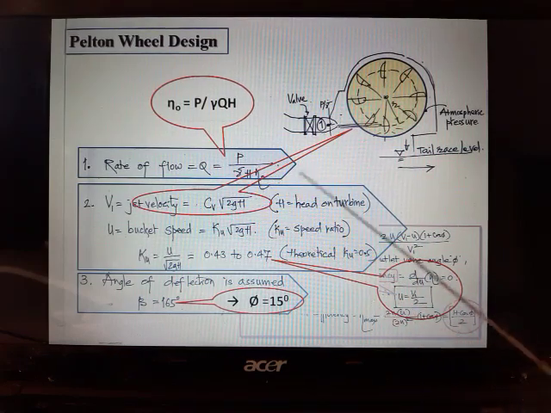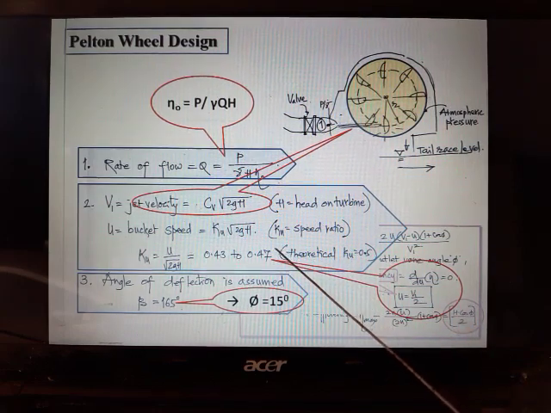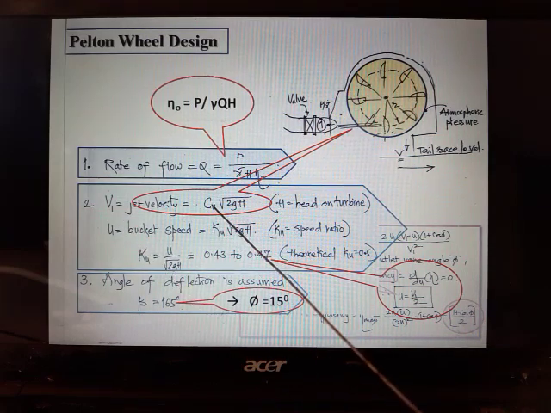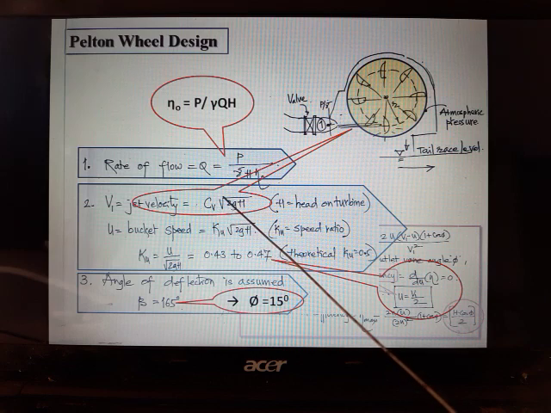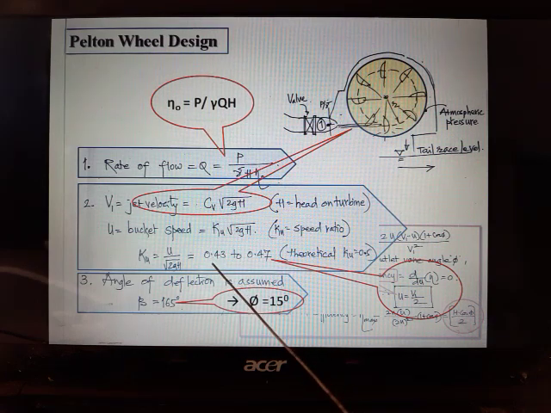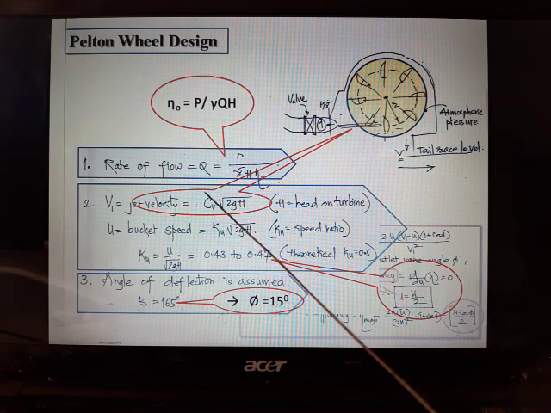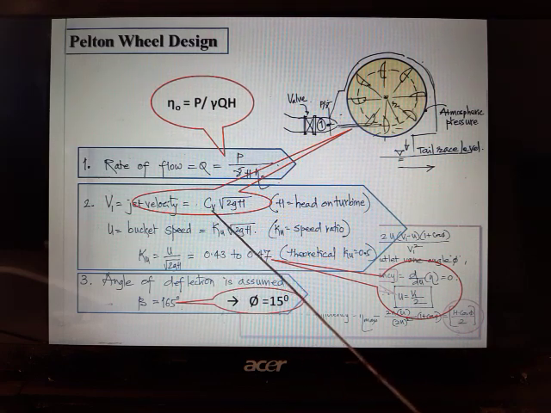gamma H efficiency. The other important equations that we should know: jet velocity is given by Cv root 2gH. Theoretical velocity is root 2gH if H is the head on the turbine. Cv is the reduction multiplier because in the nozzle there will be some reduction or losses. To take care of that we have Cv.